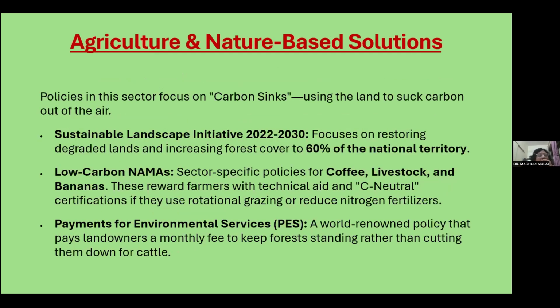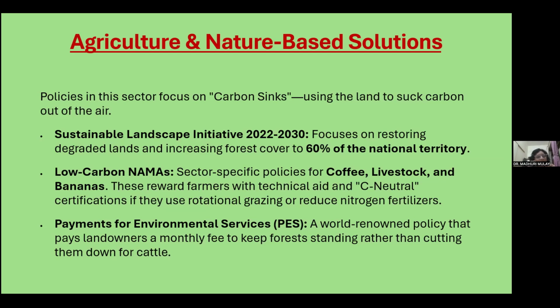The next sector is agriculture and nature-based solutions. Policies in this sector focus on carbon sinks, using the land to suck carbon out of the air. For the sustainable landscape initiatives, the focus is on restoring degraded lands and increasing forest cover to 60% of the national territory.